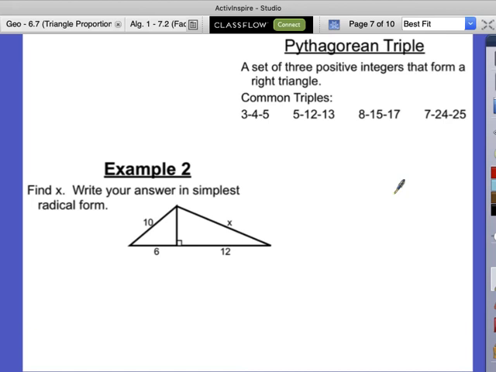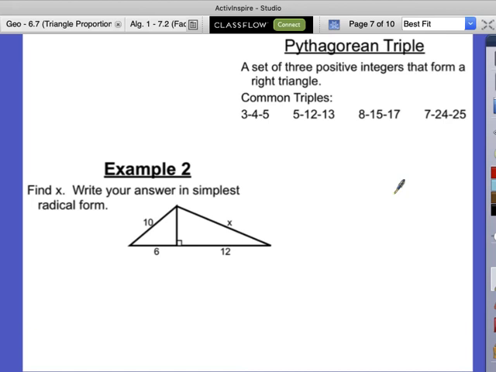A Pythagorean triple is a set of three positive integers that will always form a right triangle. If the sides of a triangle are 3, 4, and 5, it has to be a right triangle. If the sides are 5, 12, and 13, it has to be a right triangle. 8, 15, 17, has to be a right triangle. 7, 24, 25, that's the best one. It has to be a right triangle. The reason why is that if you do the Pythagorean theorem with these, it ends up working out.